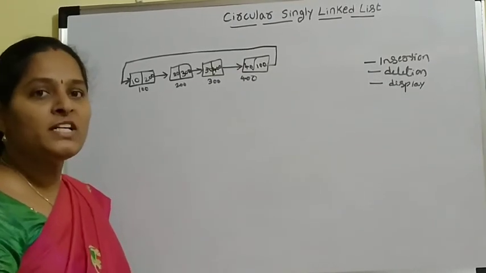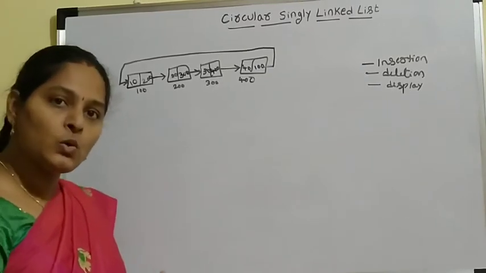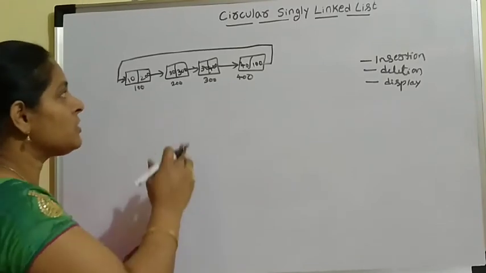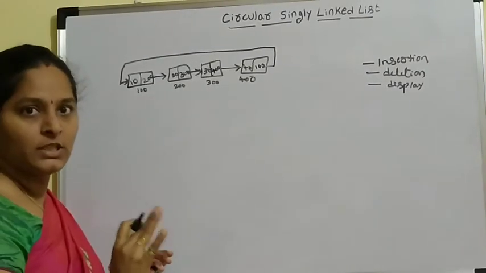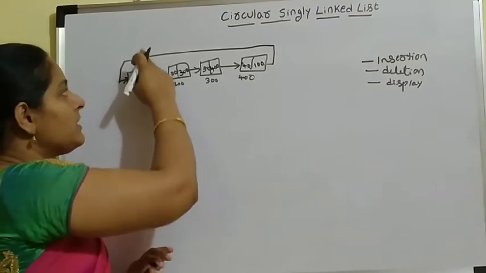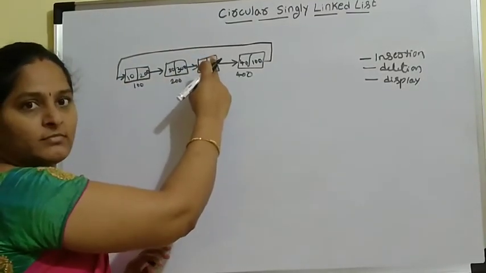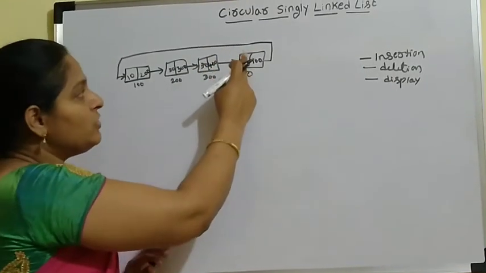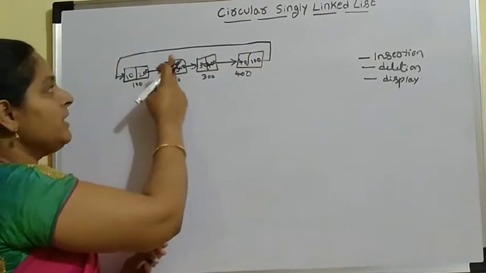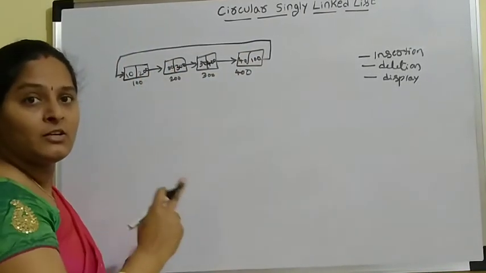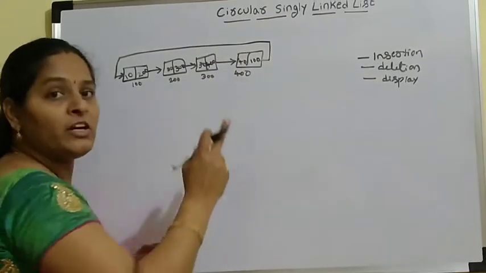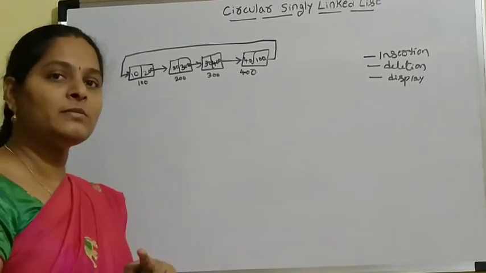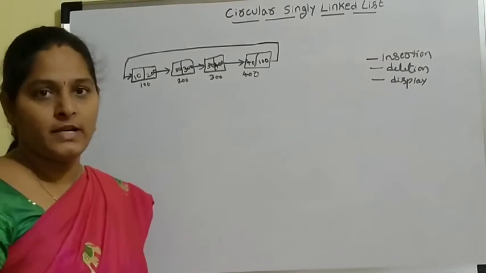The advantage of circular single linked list is that there is no concept of first node as well as last node. Suppose you want to find some node 30. We start from here, then we find 30. After reaching 30, suppose you want to go back to 20, then we will move to 40. From 40 we will come back to 10, then 20. But if it is a normal single linked list, there is no way of going back to the first node. That is the drawback of the single linked list. To overcome the drawback, we need to use circular single linked list.